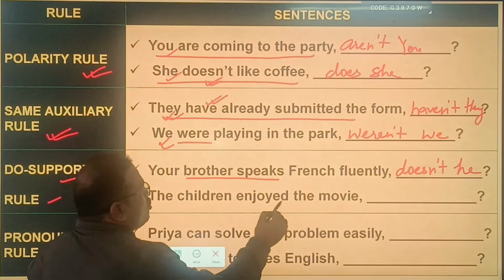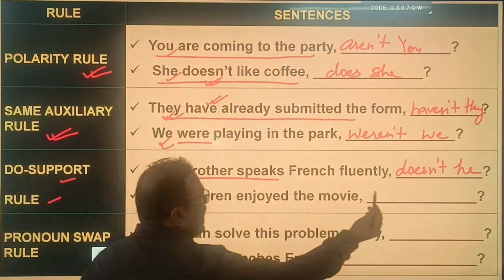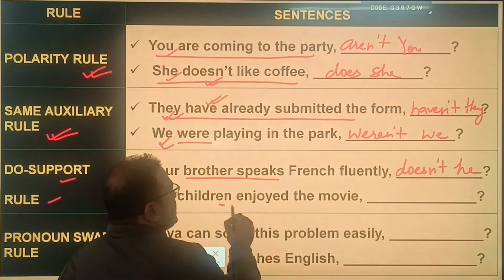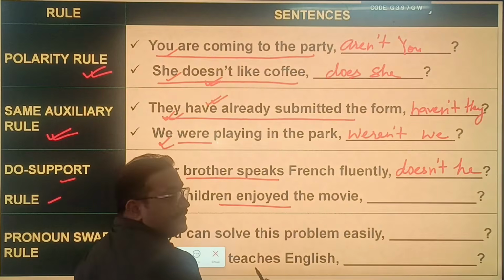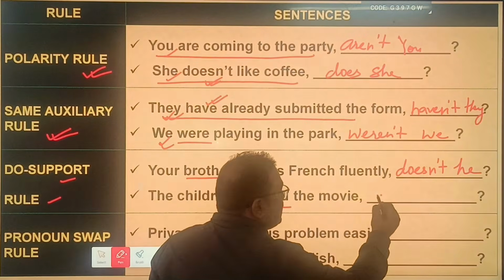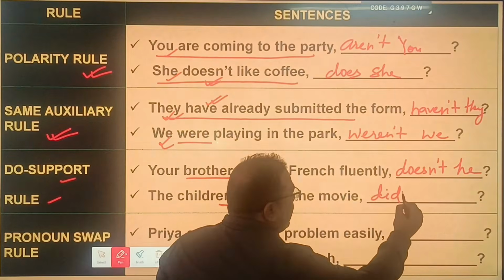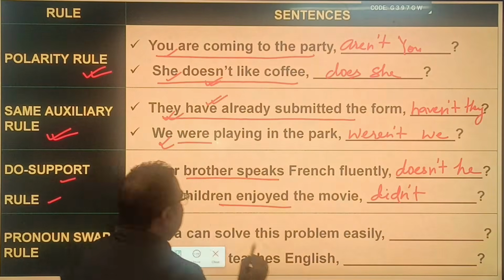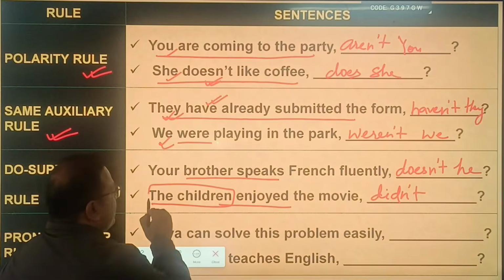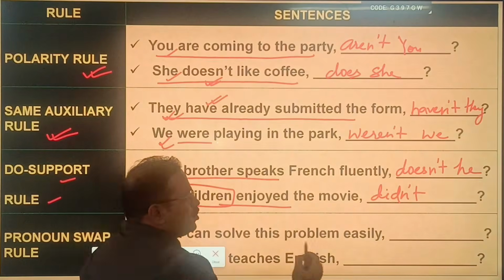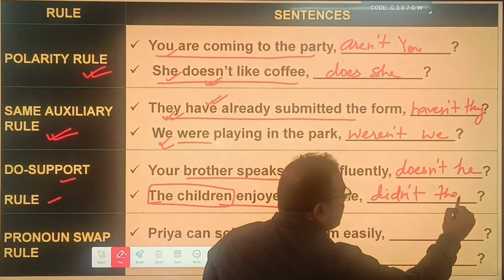The children enjoyed the movie. This is positive, so tag will be negative. And this is simple past, past simple tense. So what we have in simple past? Did. Positive, then we have to make it negative. Didn't. The children, plural. So pronoun will be what? They.